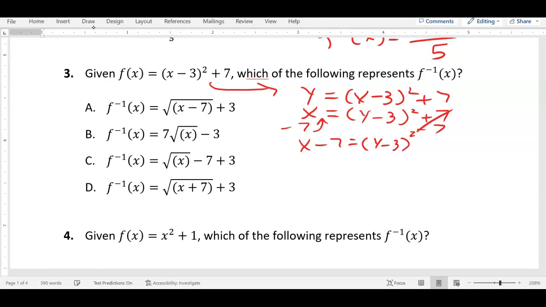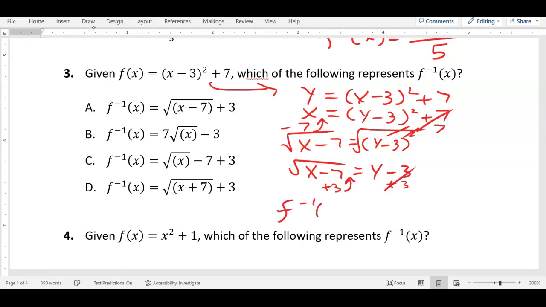Before we can get rid of that 3, we have to get rid of the squared by doing square root. Cancel that out. So square root of x minus 7 equals y minus 3. Last step here to get rid of the minus 3 is to add 3, and it goes after the square root sign. So our final inverse function is going to be square root of x minus 7 with a plus 3 after it. So our best answer will be A.